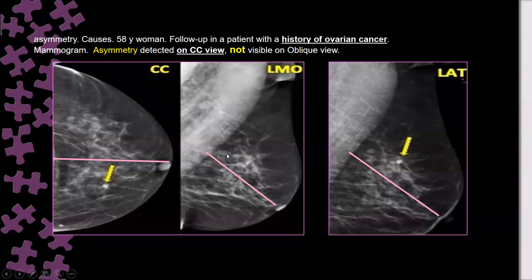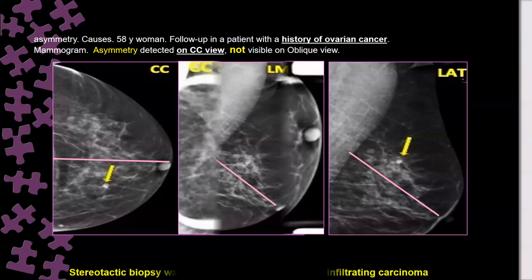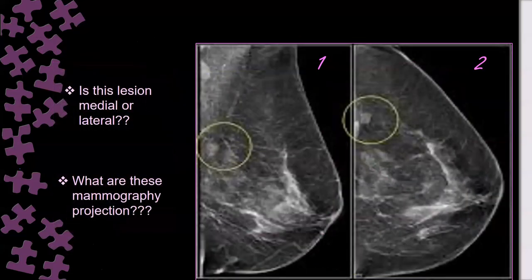Look here, where do you expect it to be on MLO? Okay, let me go further, not to confuse you more. We'll see it. This is another example. The patient having a lesion here was not seen in the other standard view. And what is this view? What is one, what is two? One is mediolateral, or the extended lateral.